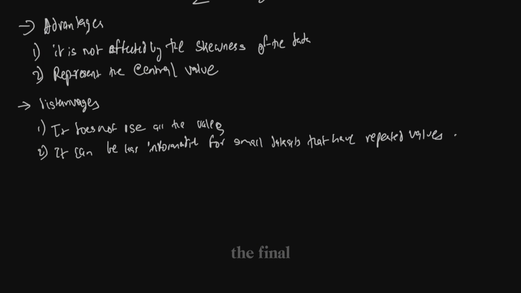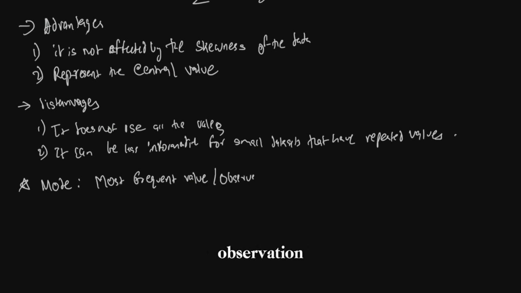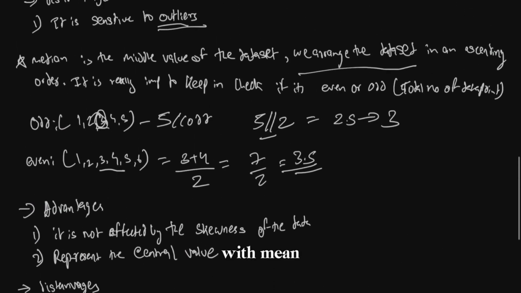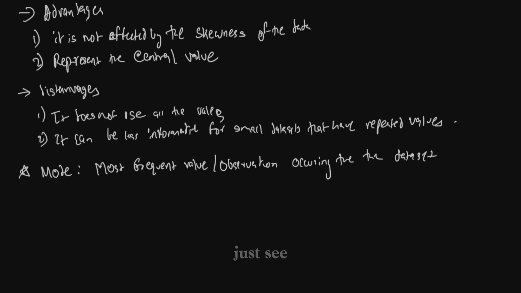Moving on to the third and final measure of central tendency, that is mode. The mode is again the most frequent value or observation occurring in the data set. This is very self-explanatory, and when you compare with mean and median, it doesn't have any formula. Just see which is the most recurrent data in the data set.